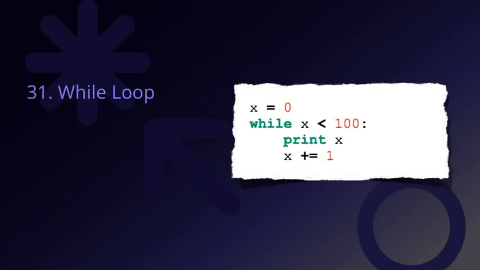Let's take a closer look at the while loop. The while loop is a fundamental control structure in programming that allows us to repeat a block of code as long as a certain condition is true. It's particularly useful when we don't know in advance how many times we need to execute that code, but we do know the condition that determines whether to keep going. The key point here is that the condition is evaluated before each iteration. If the condition is true, the code inside the loop runs. If it becomes false, the loop stops.